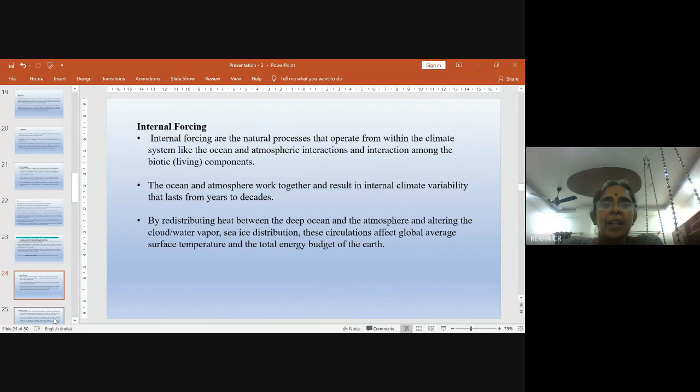The internal forcing, or the natural processes that operate within the climate system, like the ocean and atmospheric interactions and interactions among the living components. So the ocean and the atmosphere work together and result in internal climate variability that lasts from years to decades, by redistributing the heat between the deep ocean and the atmosphere and altering the cloud, water vapor, sea ice, etc. So there is a circulation of heat and temperature. It affects the global average surface temperature and the total energy budget of the Earth.